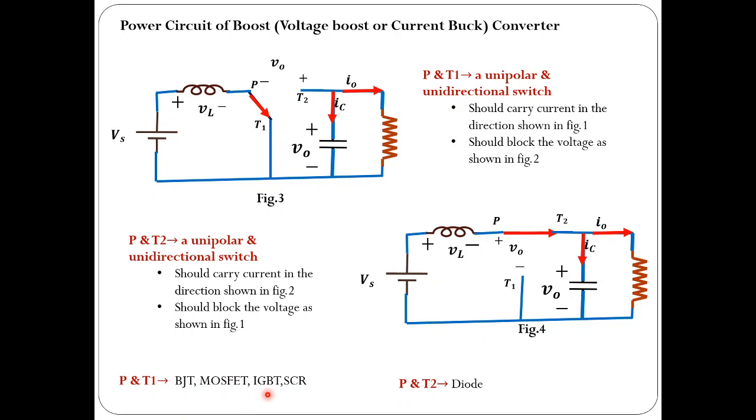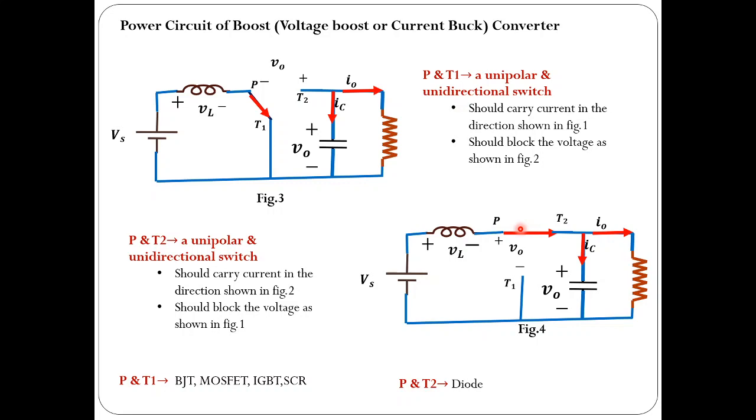Okay, between P and T2 you should have a switch which can block voltage with this kind of polarity and should allow current in this direction. So the equivalent semiconductor switch is a diode. You can use a diode, which need not be a control switch.